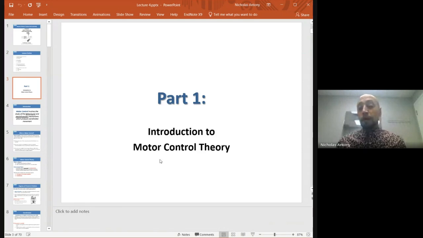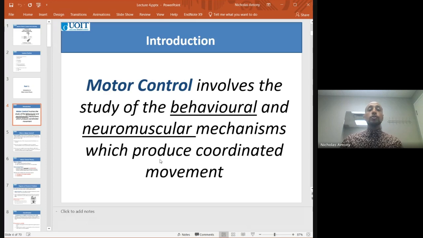So let's first start by discussing an introduction to motor control theory. Motor control involves the study of the behavioral and the neuromuscular mechanisms which produce coordinated movement. So it's not just how the nerves interact with the muscles and how we contract different muscles. It's how we are able to interact with our environment to take the movements that we've learned and modify them for that situation.